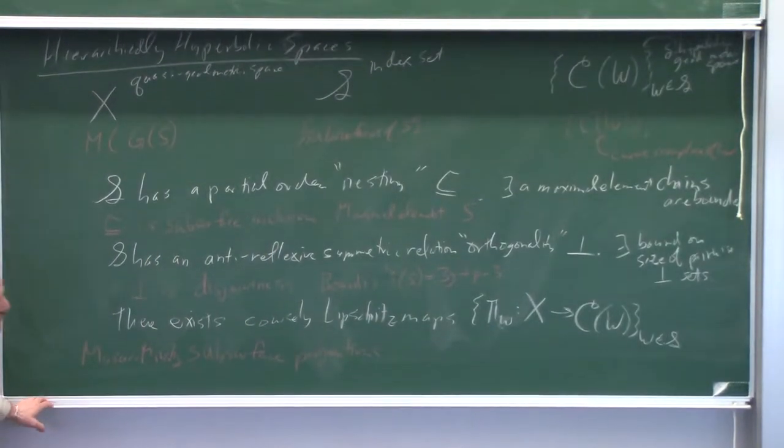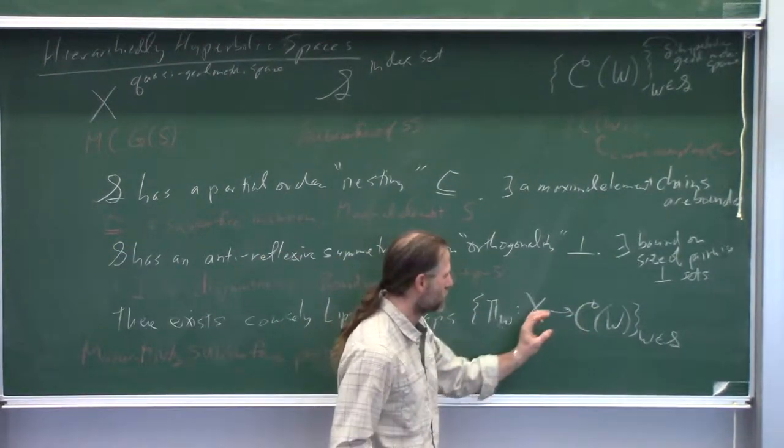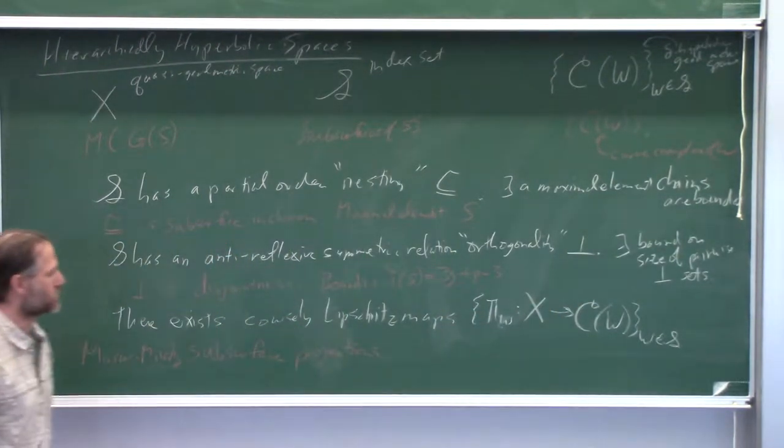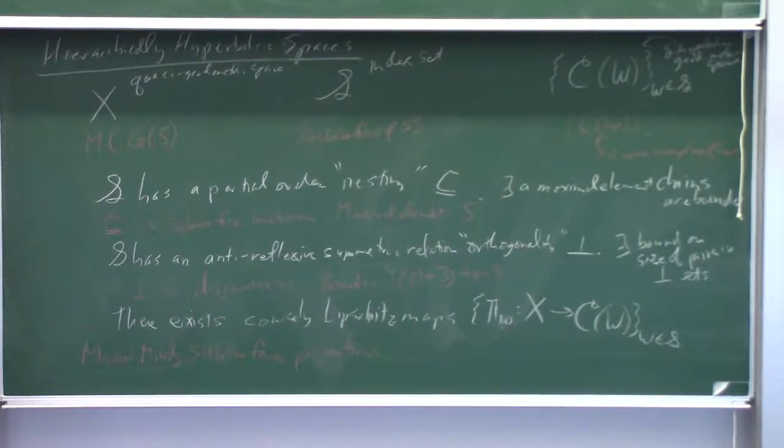Okay, so I guess really it's two subsets of C of W, but it's bounded diameter subsets. Okay, so that's the general setup.